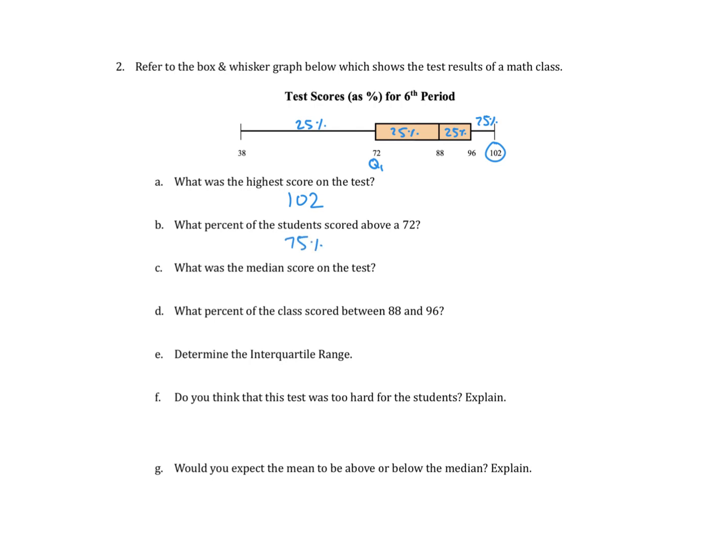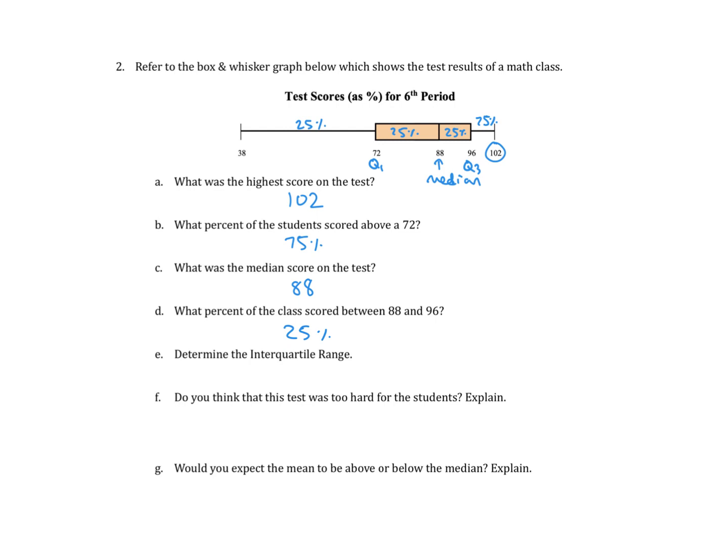What was the median score on the test? That would be 88. It's the middle line in the box. What percent of the class scored between 88 and 96? Well, between 88 and 96 is between the median and Q3. And again, that's going to be 25% of the data values. Each section is always 25% of the data values.